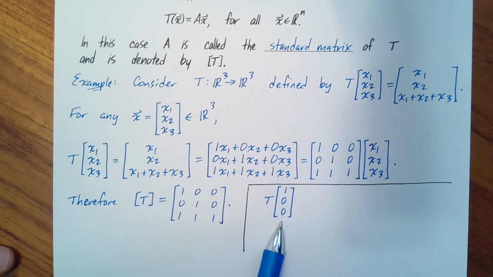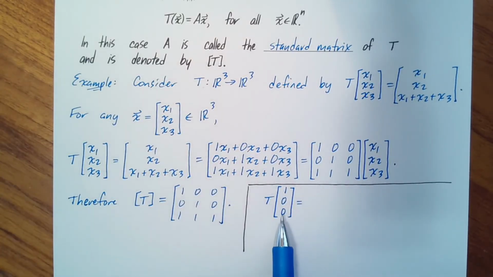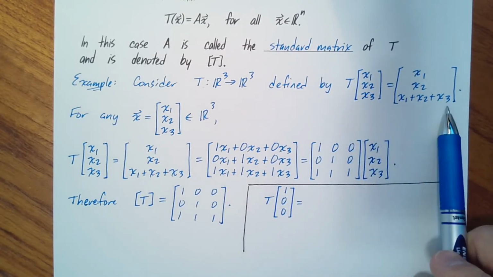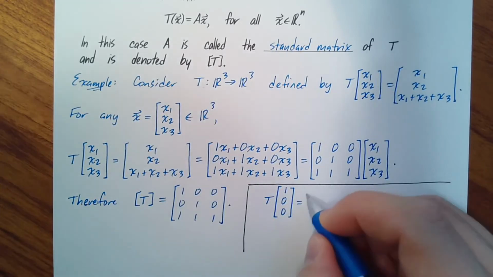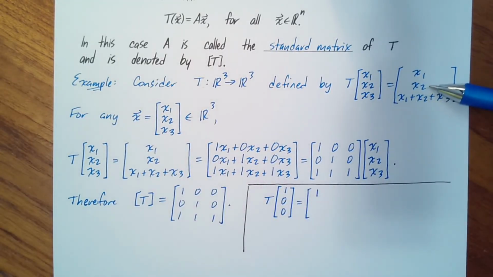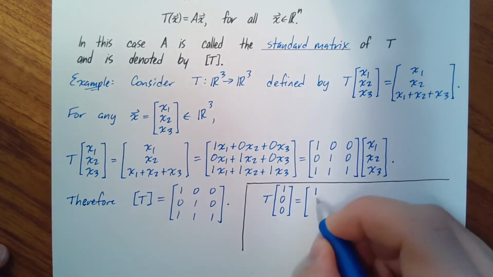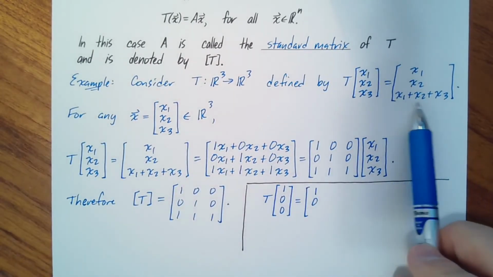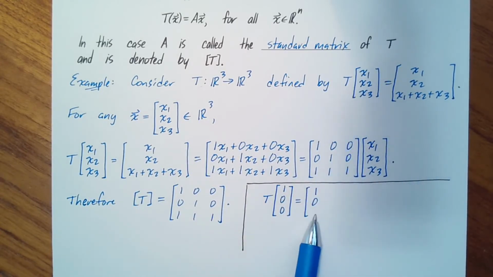This is e1, right? It's the vector that has a first coordinate of 1 and everything else is 0. Well, what would it be? Just use the definition up here, right? So the first coordinate is just going to be a copy of x1. So you're going to get 1 for the first coordinate. The second coordinate, x2, is just going to be a copy of the second coordinate of the input vector, which was 0. And then the third coordinate is the sum of all the coordinates in the input vector. So the third coordinate is going to be 1 plus 0 plus 0. Well, that's 1.